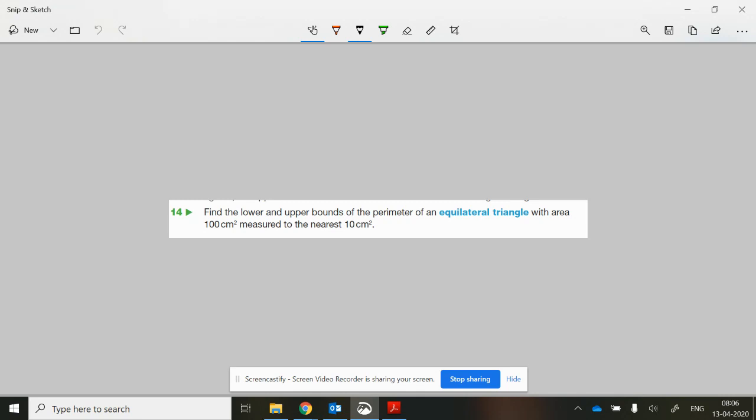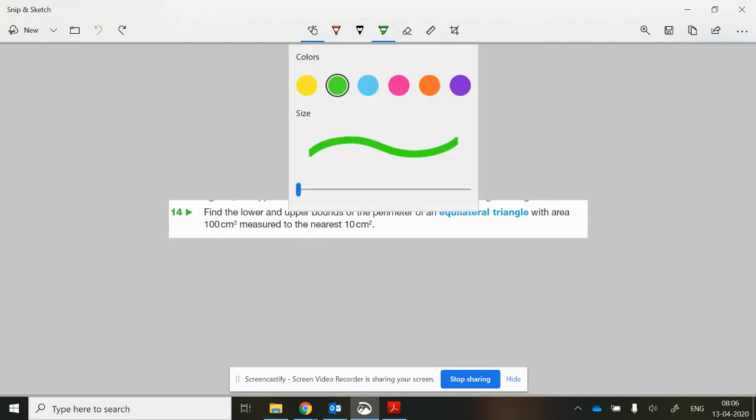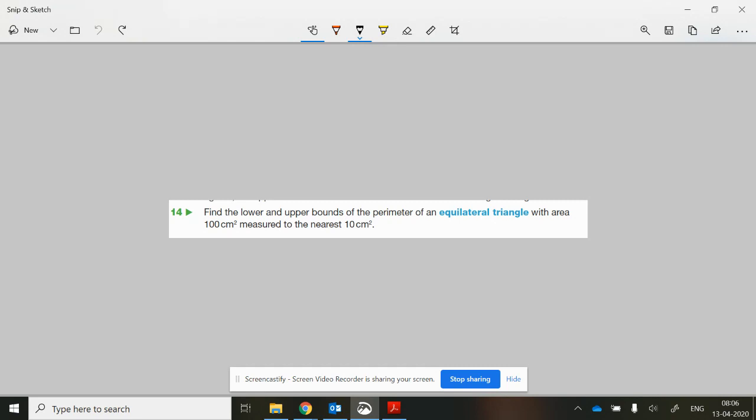Okay, so we can easily find the upper and lower bound of the area. That's not what they're asking for, but we will need to use that. So the area 100 centimeters squared means, of course, that the lower bound for the area is 95 and the upper bound for the area is 105. The problem that we have is that we don't have a formula for the area of an equilateral triangle. So that's the first thing that we need to develop in this question.